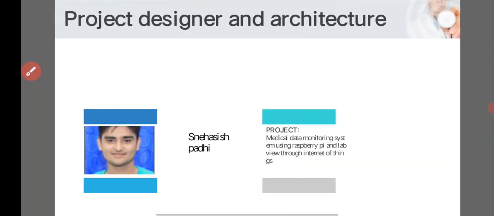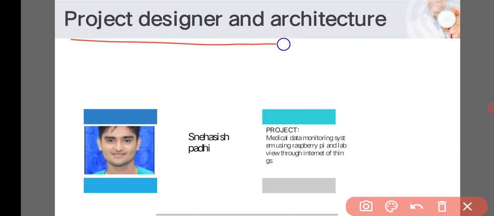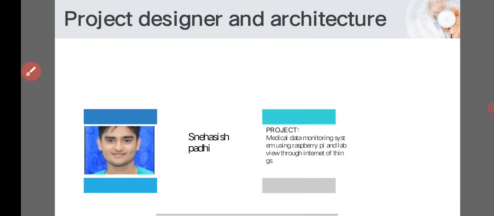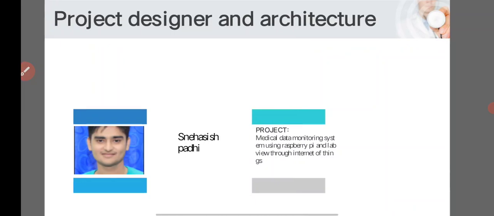About myself, I am Snehasis Pradhi, an engineer from the Electronics and Communication Department. I did my final year project on this, and this project has been approved by different institutes for demonstration in the design category as well as the implementation category.